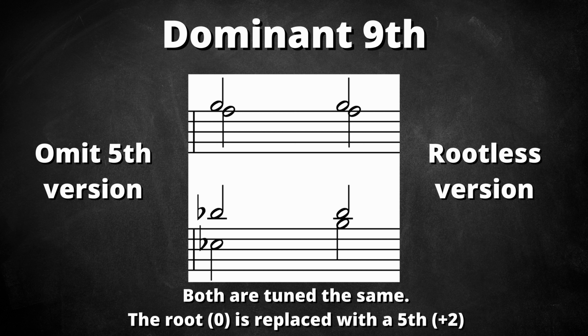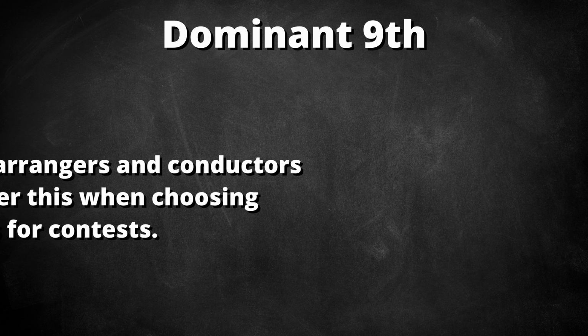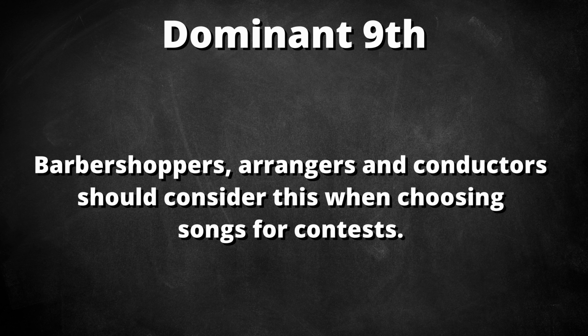Interestingly enough, the two versions aren't considered equal when it comes to scoring. The rootless version sits as the second most important chord when talking consonance potential, whereas the other comes in fifth place alongside diminished chords, major 7 chords, etc. This is something I didn't know before researching for this video, and as an arranger, singer, and conductor, this is for sure something to take note of when choosing songs for contest use.